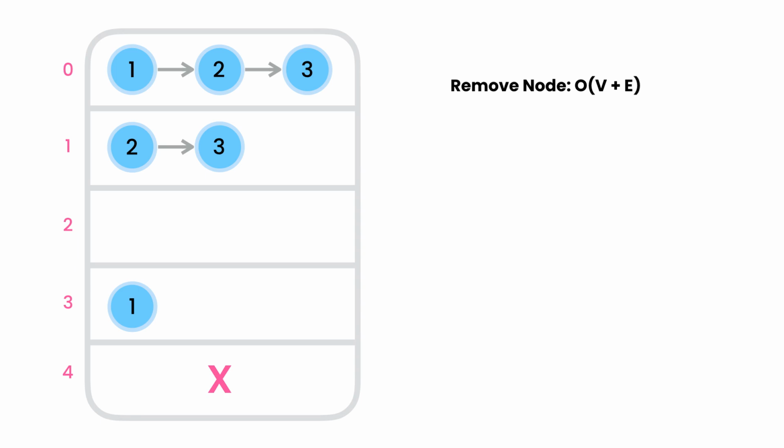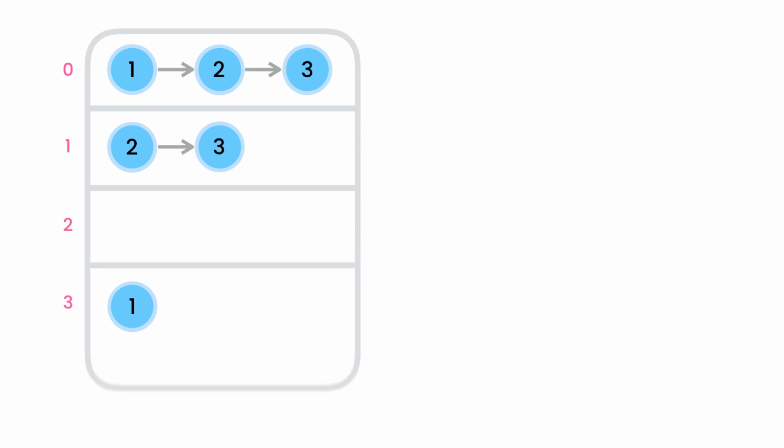Now, what about the worst case scenario? This is when we have a dense graph where every node is connected to every other node. You learned that in those graphs, the total number of edges is roughly equal to V squared. So the time complexity of removing a node is O of V squared. What about adding an edge?